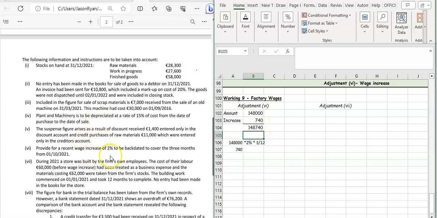So all what we're doing is we're taking the figure we have in the question for direct wages, we're multiplying it by the increase of 2%, and then we're multiplying by how long we have to backdate it for. So we have to backdate it for 3 months. So 2% will represent 12 months. So then we're going to multiply 148,000 by 2%, multiply by 3/12. And that's your sixth adjustment for McGuigan Manufacturing Account 2022.